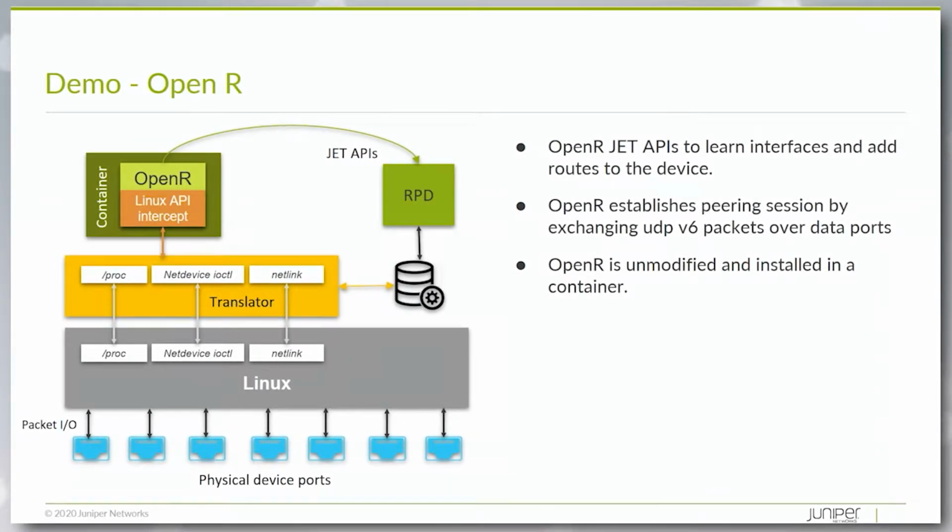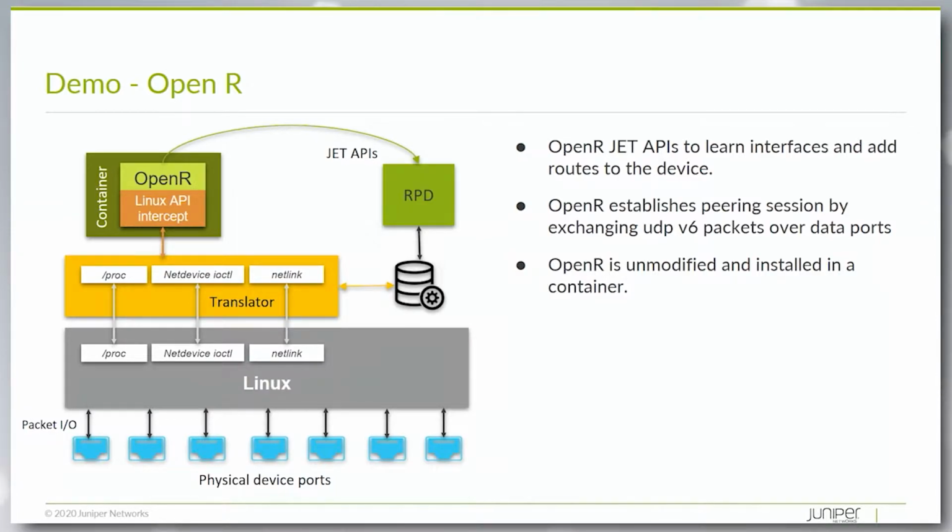We are going to look at a third-party app, OpenR, running inside a container on a Junos Evolved system. OpenR is a routing protocol developed by Facebook, and it's mainly developed to be used in high-speed wireless networks. It's a complex routing protocol, so it requires multiple services from Junos Evolved for it to be fully functional. Running unmodified OpenR inside a container on Junos Evolved is a good demo of how easy it is to run third-party apps on Junos Evolved, either from inside a container or natively.